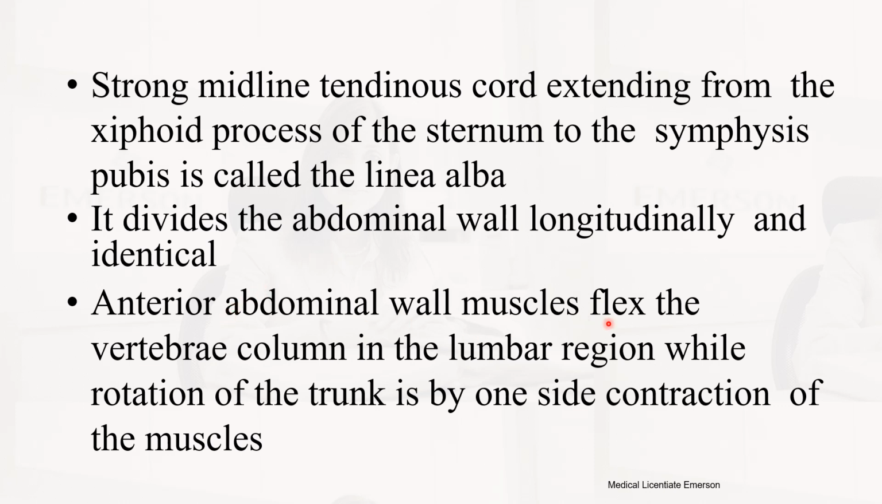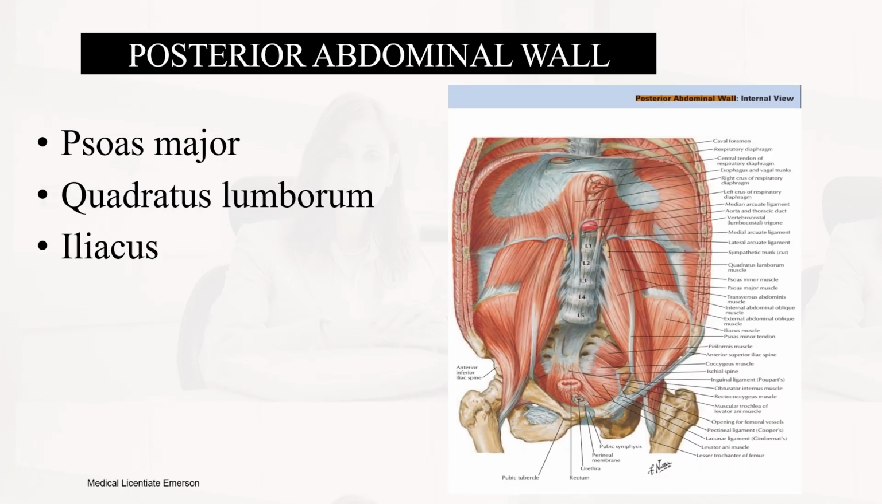The anterior abdominal muscles all flex the vertebral column in the lumbar region, while rotation of the trunk is by one-sided contraction of the muscles.